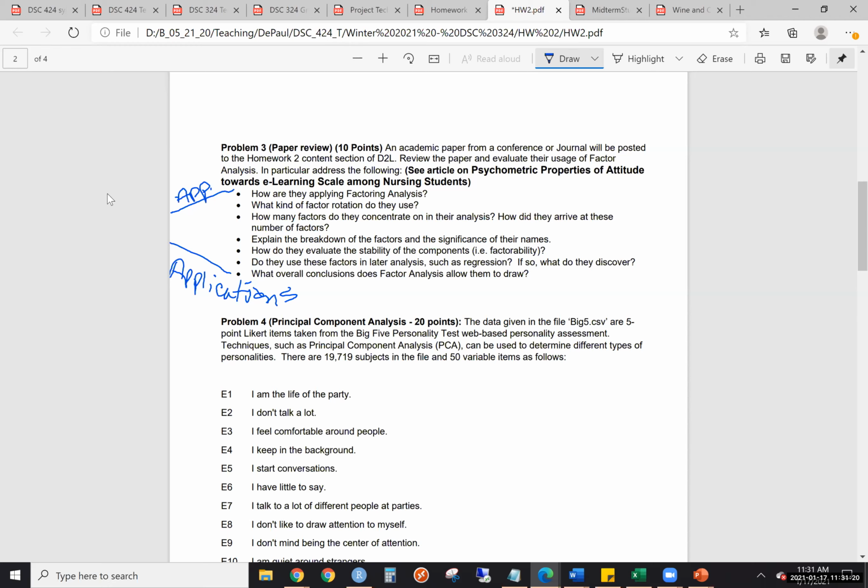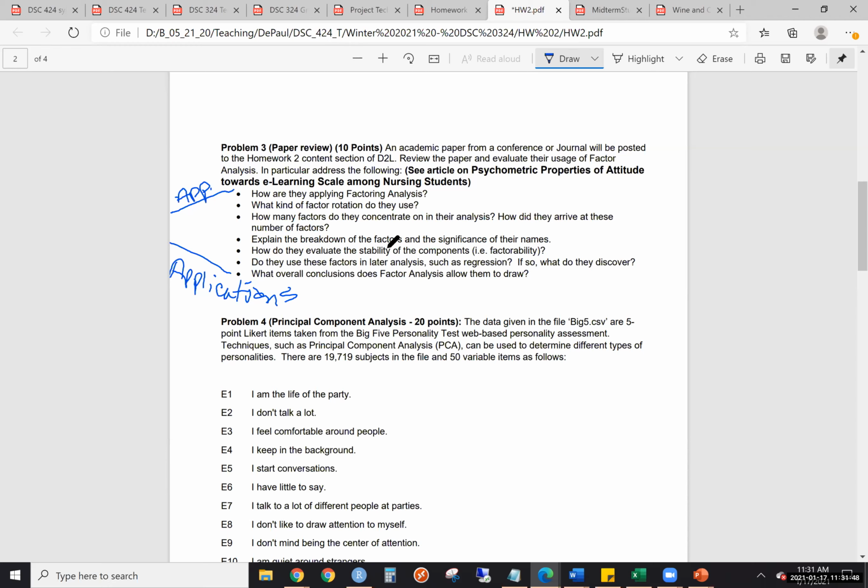So in this regard, how many factors did they arrive at, and how did they come up with that answer? Your usual answers are going to be scree plot, eigenvalues greater than 1, cumulative proportion of variance. And so that's going to be answering question 3.